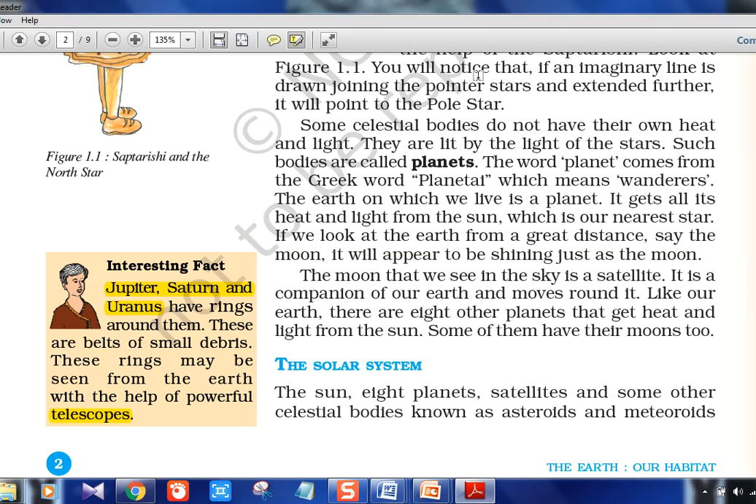You will notice that if an imaginary line is drawn, same thing again, Pole Star direction. Celestial bodies do not all have their own heat and light. Some are lit by the light of the stars. They are called planets. Like our Earth is there, and the Sun is the source for us. The Greek terminology planetae means wanderers. Not very important, but you can notice the Earth on which we live is a planet. It gets all its heat and light from the Sun, which is our nearest star. So the Sun is the nearest star.